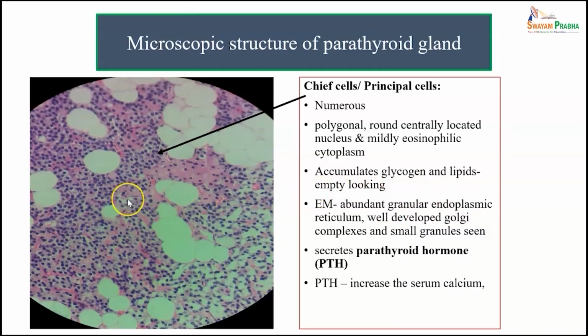The electron microscopic features show abundant granular endoplasmic reticulum, well-developed Golgi complexes and small granules. Chief cells secrete parathyroid hormone, which increases the serum calcium.